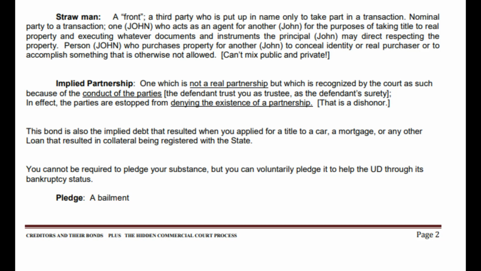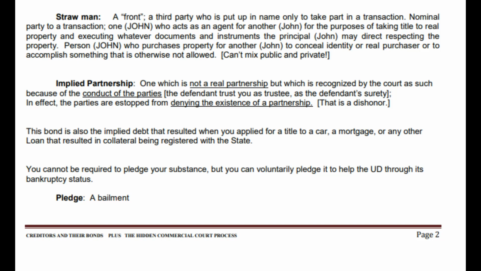So the straw man, a front, a third party who is put up in name only to take part in a transaction. Nominal party to a transaction. One, John, who acts as an agent for another, John, for the purposes of taking a title to real property and executing whatever documents and instruments the principal John may direct respecting the property. Person, John, who purchases property for another, to conceal identity or real purchaser, or to accomplish something that is otherwise not allowed, because you can't mix public and private, right? So they put a description of you onto the public document, but it isn't really you. They only have jurisdiction over that particular document.